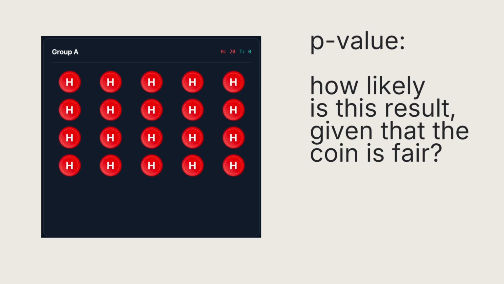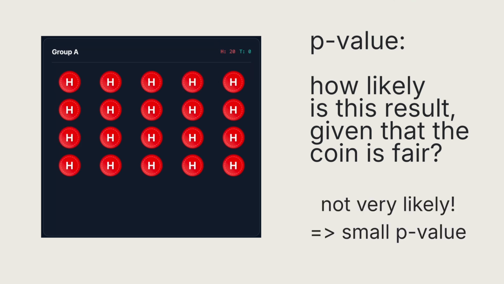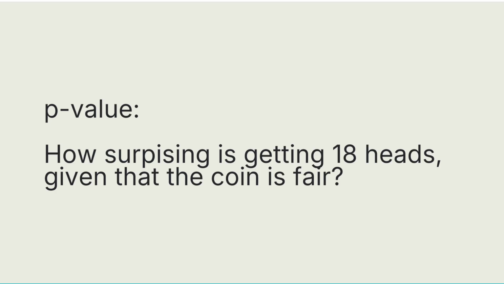And a p-value is just a number that answers this question. If the coin really were fair, how unlikely is a result like this? So getting 18 heads out of 20 would be very unlikely if the coin was fair. So our p-value is going to be very small. At this level, we can just think of the p-value as measuring how surprising a result is, given that the coin is fair.